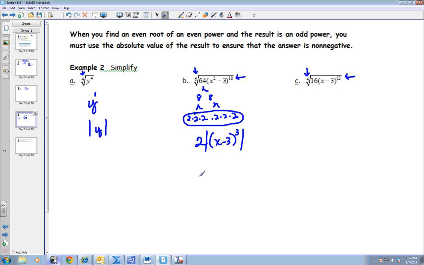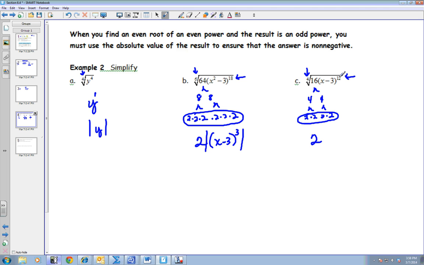Okay, so that's my answer. Let's do this one. My index number is 4, so I need a group of 4. 16 is 4 times 4, 2 times 2, 2 times 2. So you see I have 4 of the same number, so I can bring out a 2.